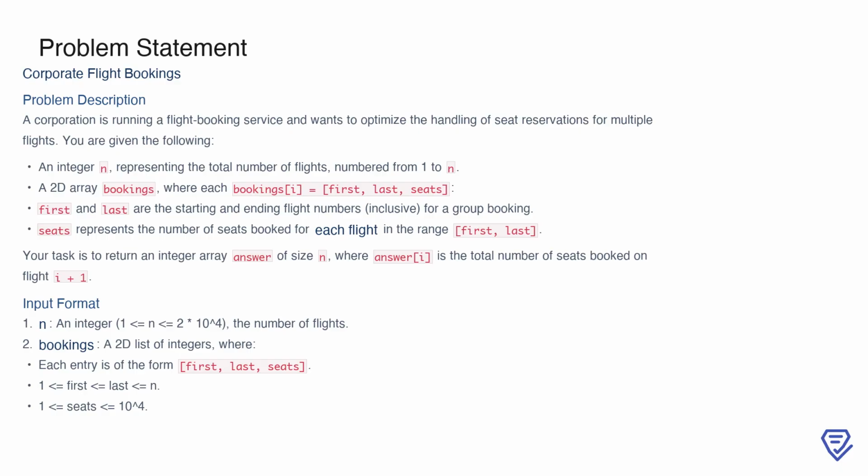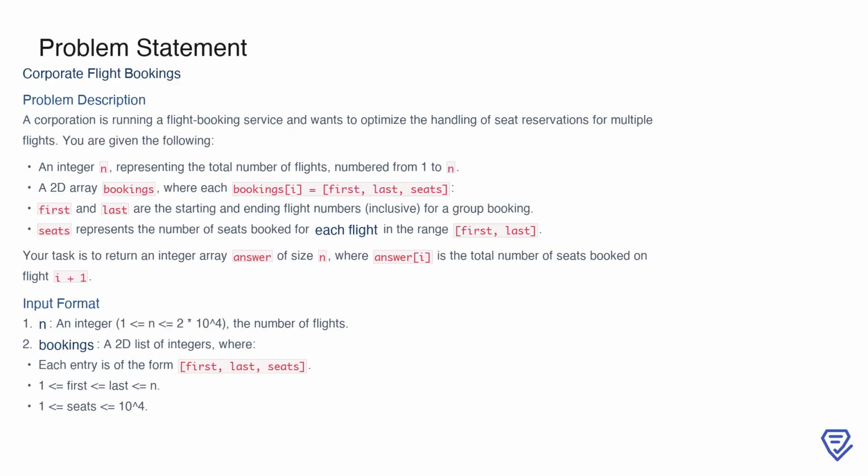Along with this, we are provided with a 2D array called bookings. Each entry in this array specifies a range of flights and the number of seats booked for each flight within that range. Specifically, each booking is represented as first, last, seats, where first and last define the inclusive range of flights, and seats gives the number of seats booked for each flight in that range.